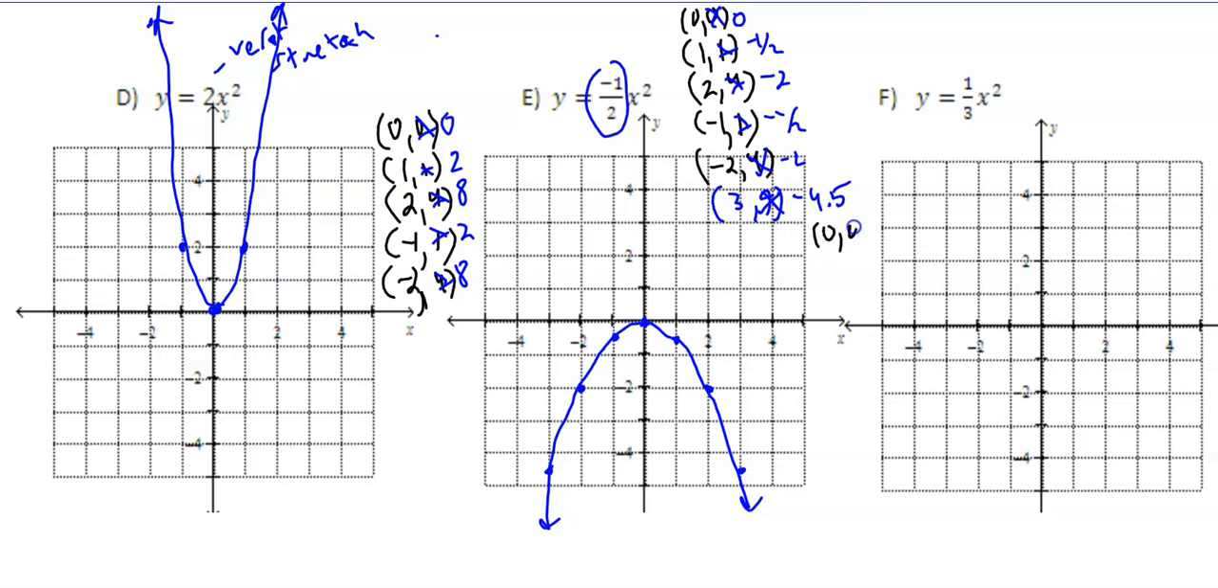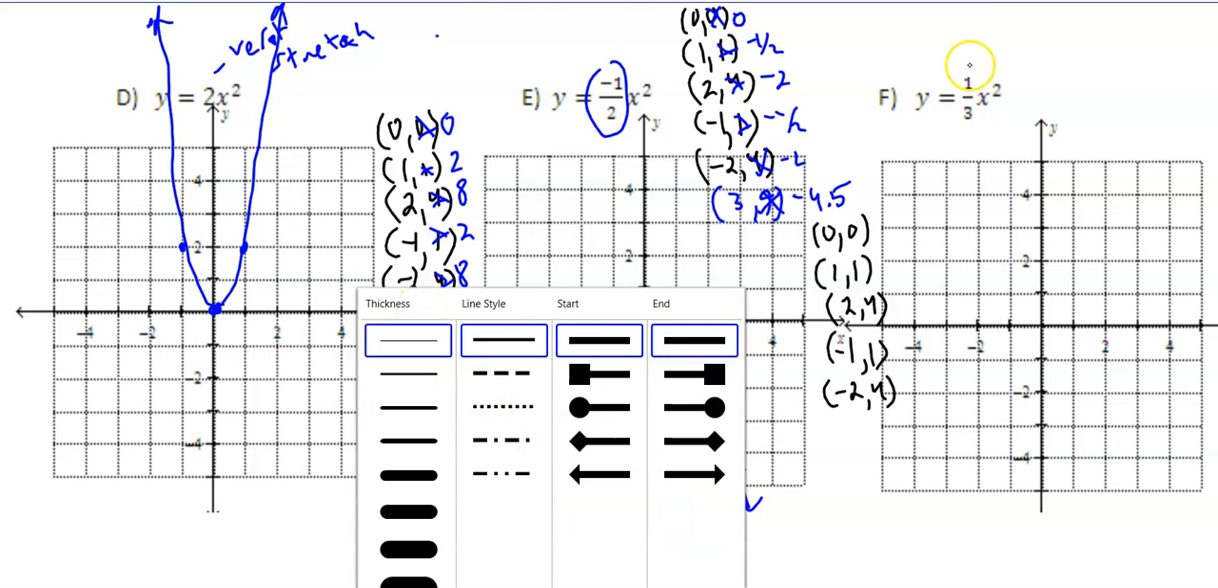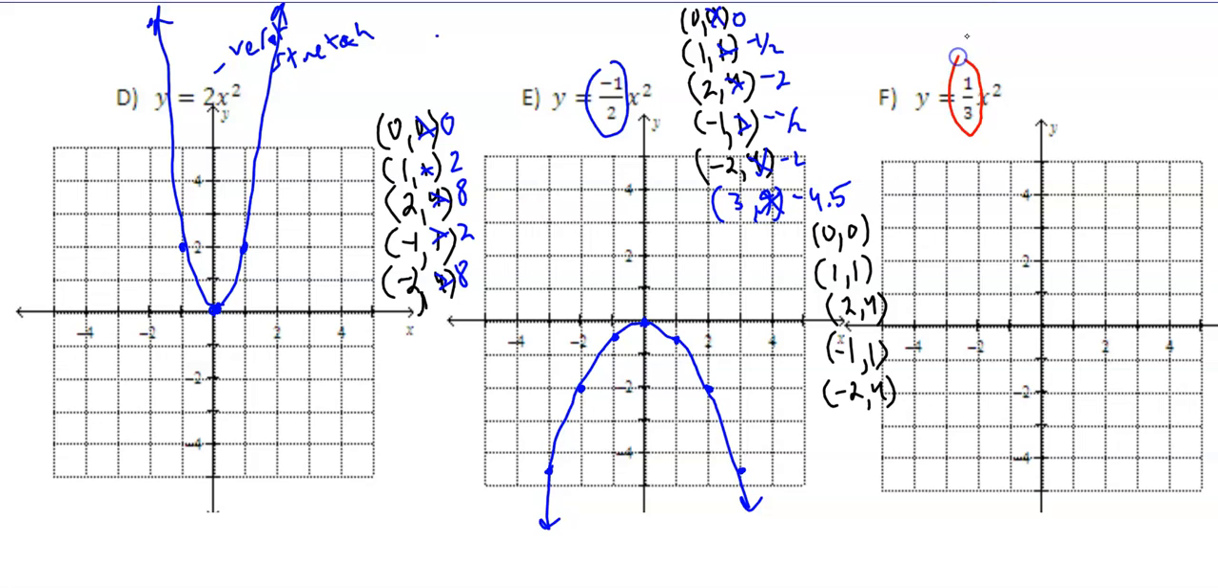So 0, 0, 1, 1, 2, 4. Make sure you're not doing absolute value, negative 1, 1, and negative 2, 4. You're doing our parent graph. Make this one right here. So all the y values are going to be multiplied by 1/3. That's called a vertical shrink.